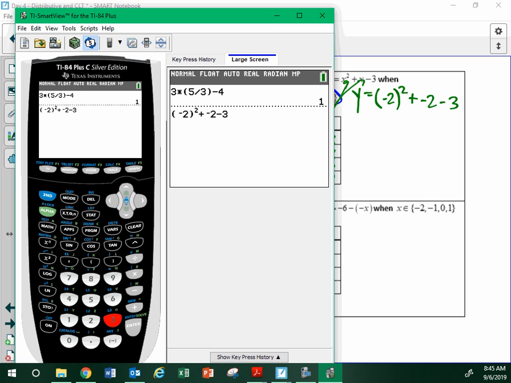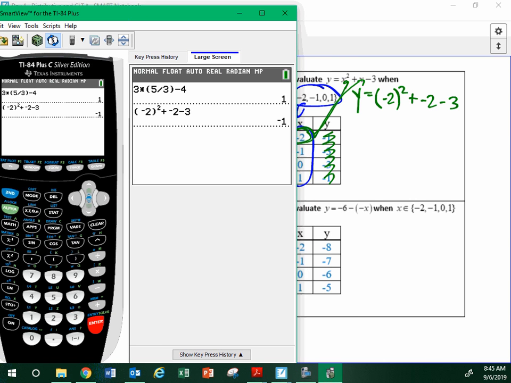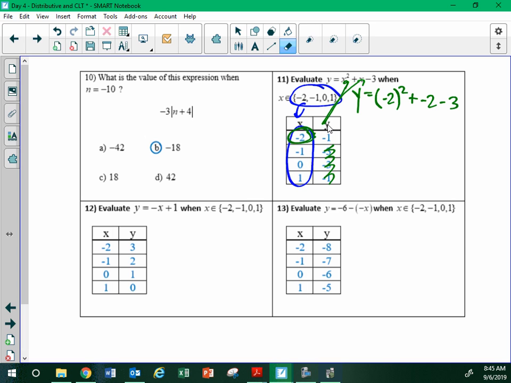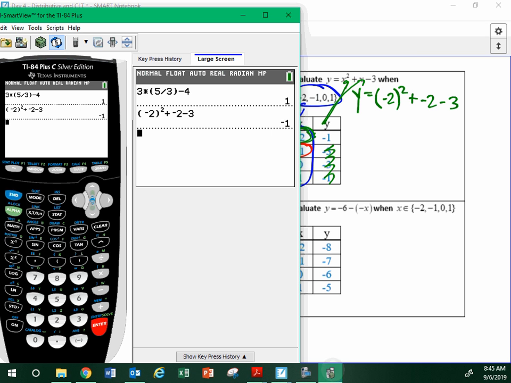Notice there's a difference between negative and minus. Once you do that, you get your answer. Then we have our answer for our y, which was indeed negative 1. But then when we go to do our next problem, we're putting negative 1 in for x. Remember, you can just arrow up, hit enter, and it pastes. It's like copy and pasting.